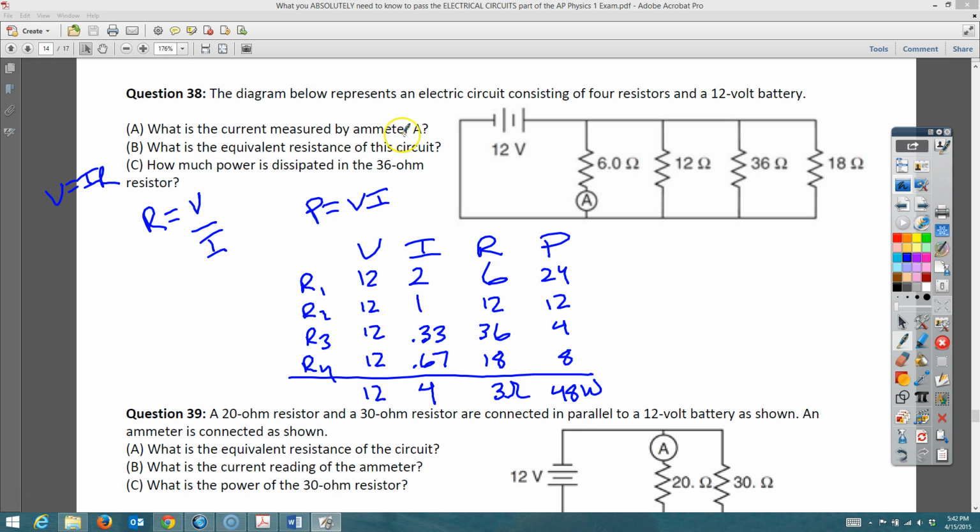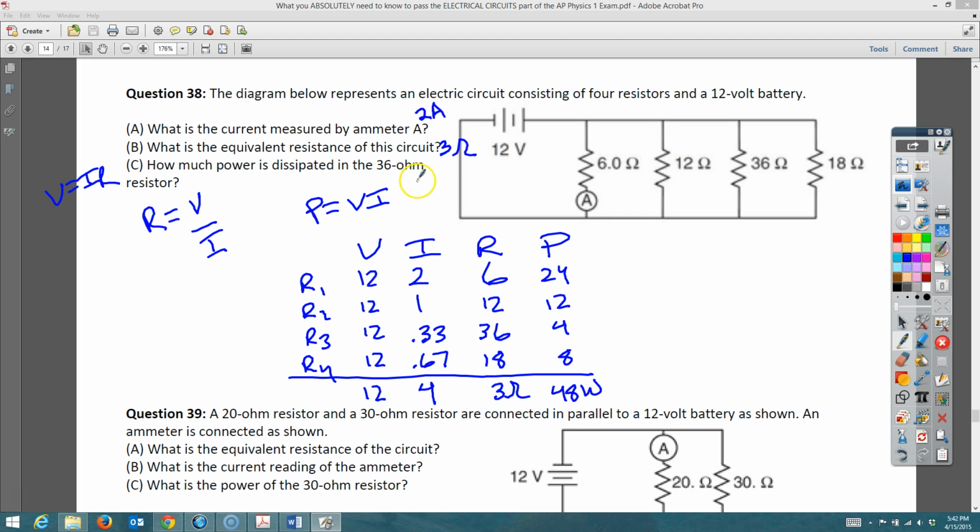So when it says how much current is measured in ammeter A, we know that that would have to be 2 amps because that was the current in the 6 ohm resistor. What's the equivalent resistance? We said it's 3 ohms because we found it here.